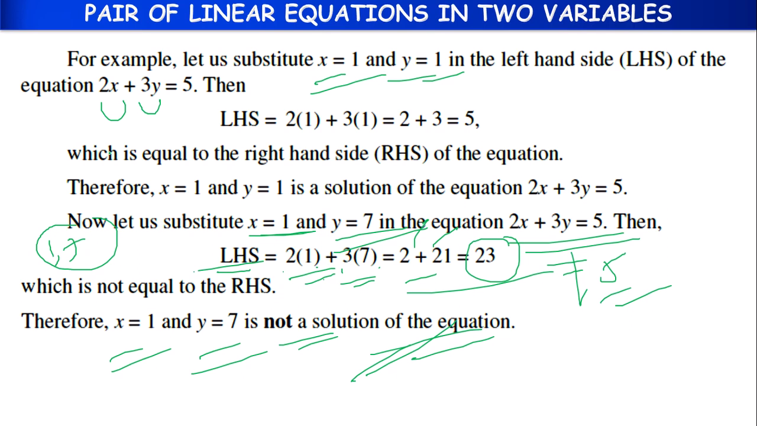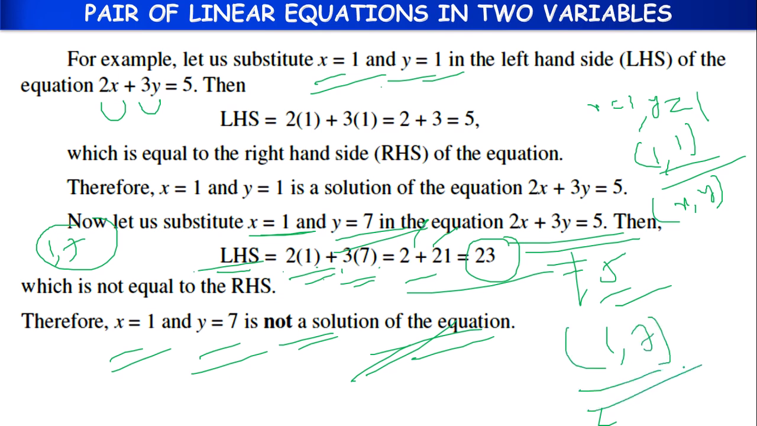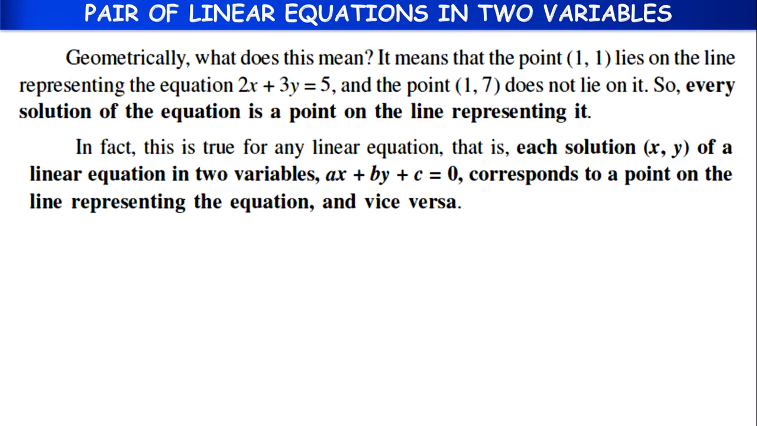In this same situation, we are saying x equal to 1, y equal to 1 is the solution. If we take it in the form of an ordered pair, like a point, x comma y, then 1 comma 1 satisfies the equation, but 1 comma 7 does not satisfy the equation. Now the question is, geometrically, what does it mean? What is satisfying an equation, and what is not satisfying an equation geometrically?